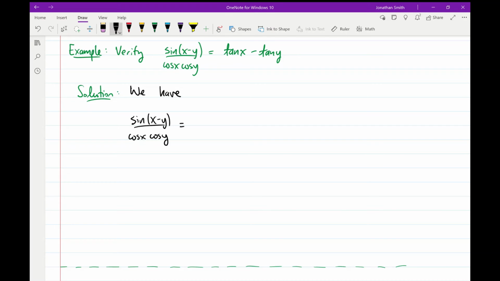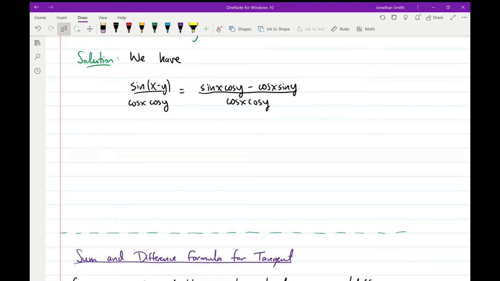So we're going to use the difference formula for the top here, and we get sine x times cosine y minus cosine x times sine y on the top. And the cosine x times cosine y, that's going to stay the same on the bottom here. Okay, and now we can factor this cosine x cosine y through each of the terms of the difference in the numerator. So we get sine x cosine y over cosine x cosine y minus cosine x sine y over cosine x cosine y. So we split up that difference now.